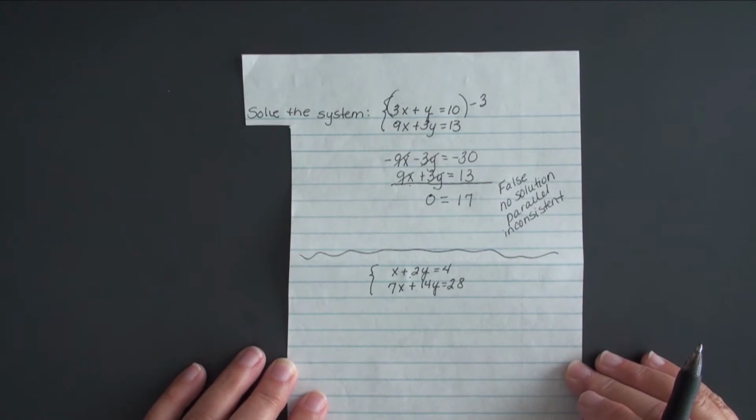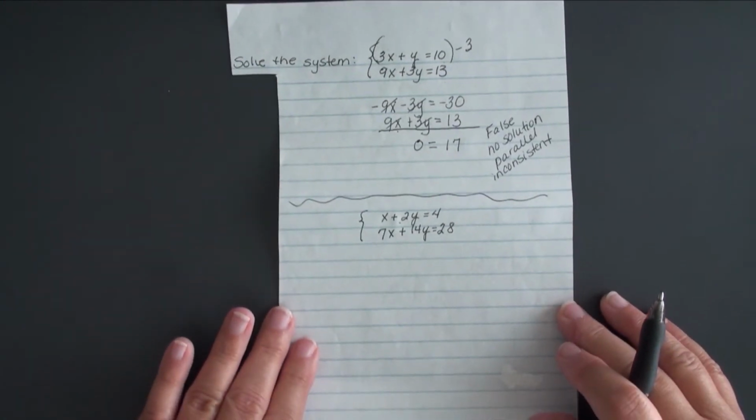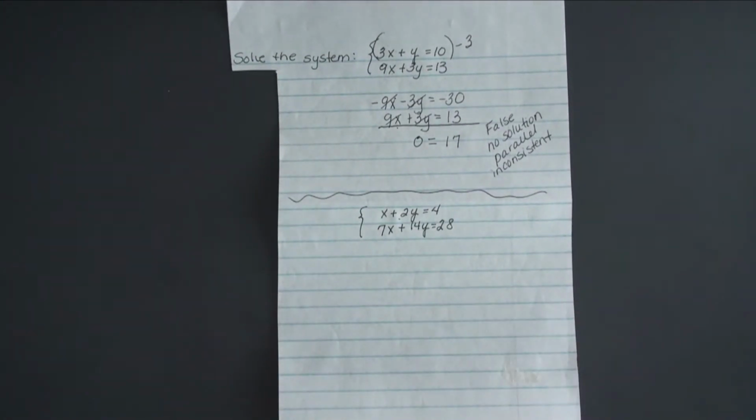Now, let's take a look at this other example. x plus 2y equals 4 and 7x plus 14y equals 28. And again, we'll solve this system of equations by using the elimination method.